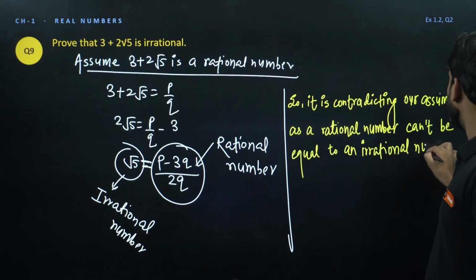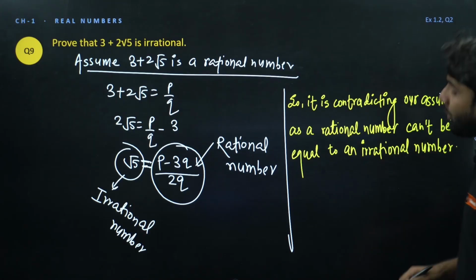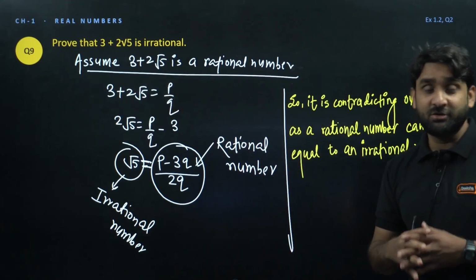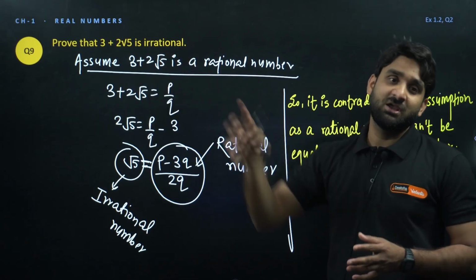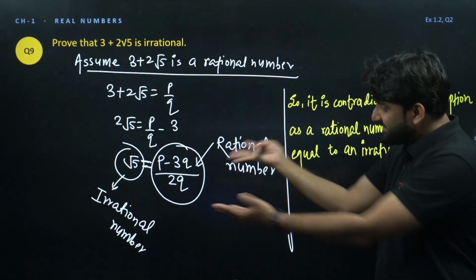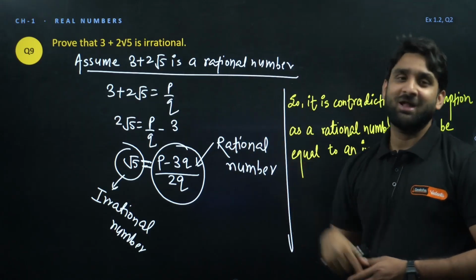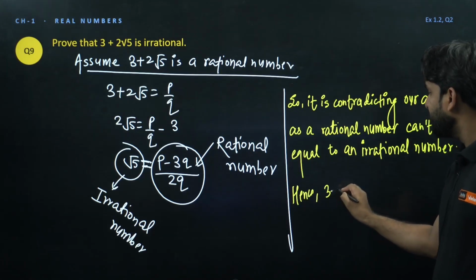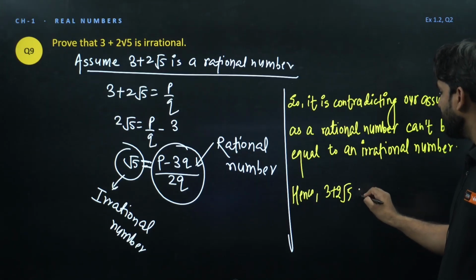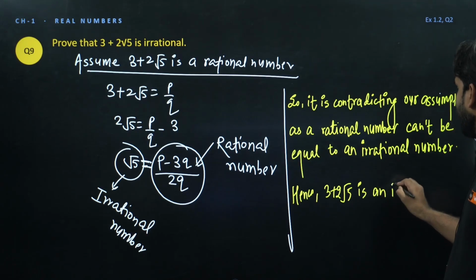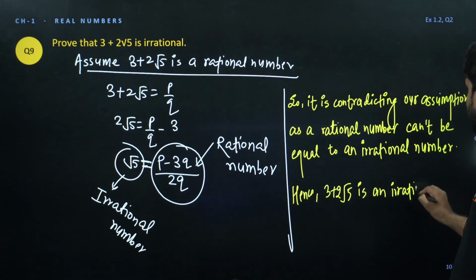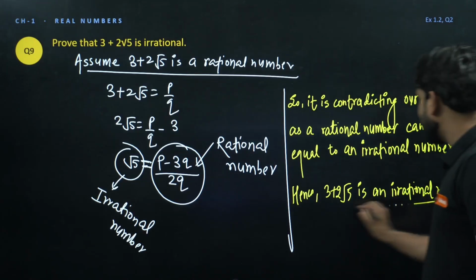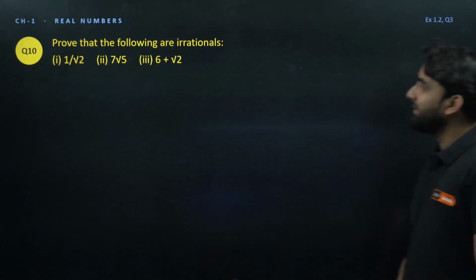And why has this contradiction occurred? Because our assumption was a rational number. We assumed that the given number is a rational number, and that's why this error occurred. So it can't be a rational number. Hence, 3 plus 2 root 5 is an irrational number. I hope this is clear to you all. Very easy question. Moving ahead.